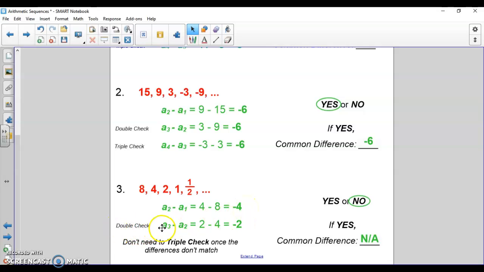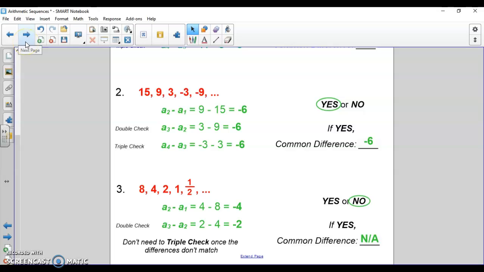Then we double check it. We do 2 minus 4 is -2. They already don't match, so we don't need to go on and triple check. This is why you need to double check though. This is not an arithmetic sequence. There is no common difference. All right, and you can see the example in 2 as well if you want it.